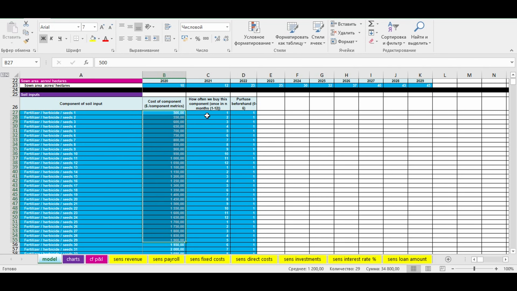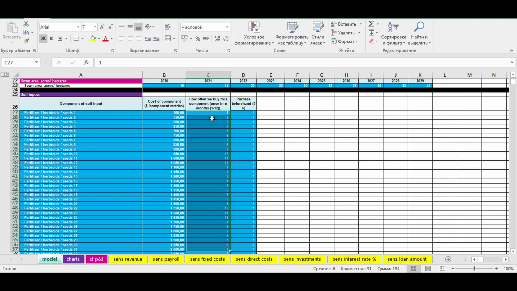Then we specify how often we buy it. 1: we buy it every month. 2: we buy it once in 2 months. 6: we buy it once in 6 months. 12: we buy it once a year. You can enter a number from 1 to 12.